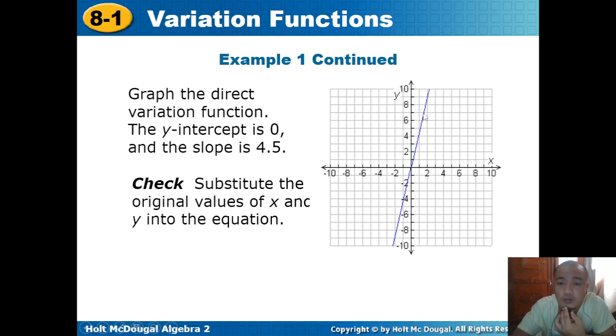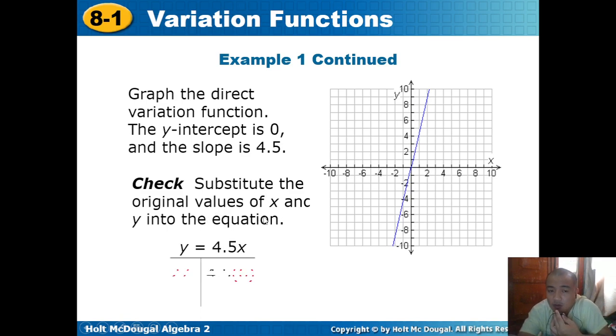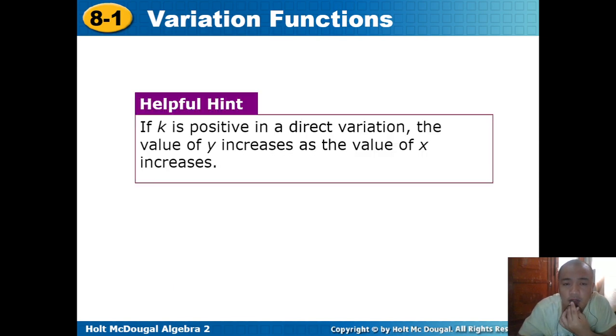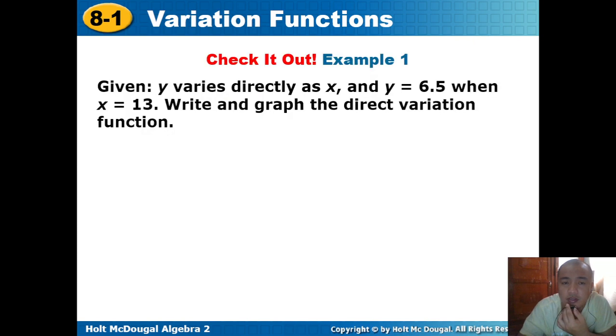9 over 2. Right. So check: substitute the original values of x and y into the equation. Substitute 27 for y and 6 for x. So 27 is equal to 4.5 times 6. 4.5 times 6 is 27. 27 is equal to 27. So if k is positive in a direct variation, the value of y increases as the value of x increases.